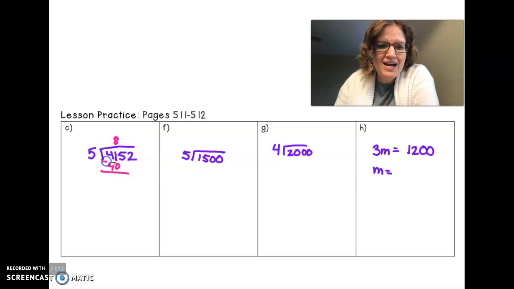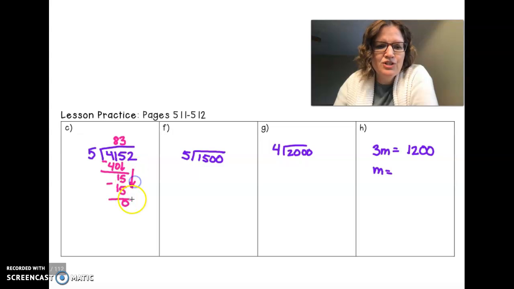We subtract. I bring down my 5. I know that 15 can be divided by 5 3 times. We divide, now we multiply. We say 15. We subtract, we get 0.